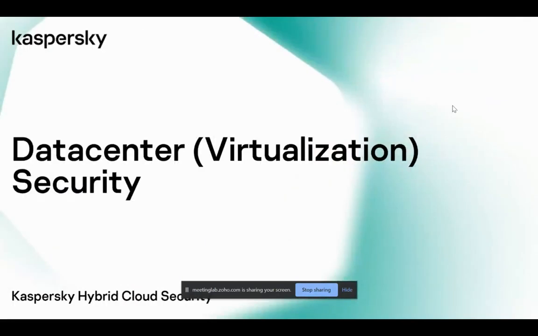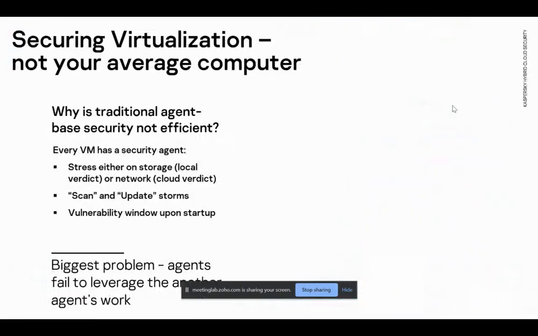Now, this was all about cloud security. Now we'll have a look at data center security. That means I'm talking about on-prem data center. When we talk about on-prem data center, why traditional agent-based security is not efficient is because sometimes there is a compliance requirement, or some risk management requirement, that there should be an agent deployed.